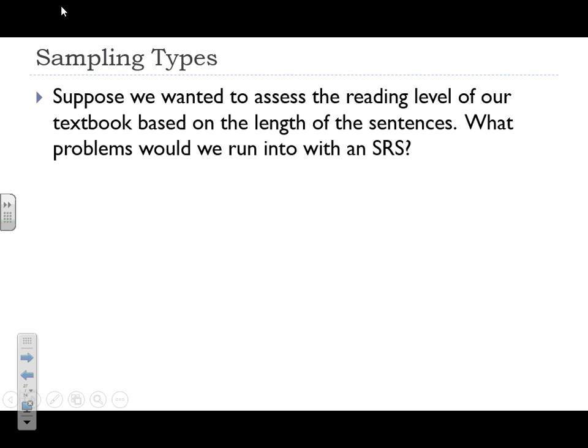What do you think? If we wanted to find a sample of sentences out of our textbook, why would an SRS not necessarily be the best choice here? Well, in this case, we're not worried about the complexity of the sentence. We're only looking at the length of the sentence. So based on the length of the sentence, that'll tell us the level that this book happens to be at. So it's not necessarily that. What with the sampling itself would we run into issues with? So selecting our sentences, why would an SRS not necessarily be our best choice?